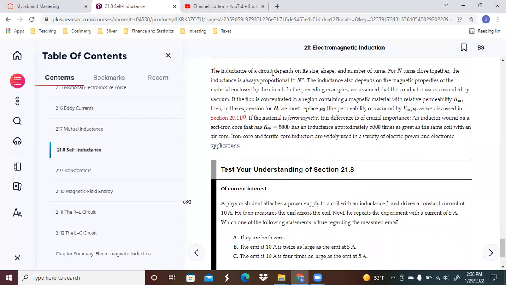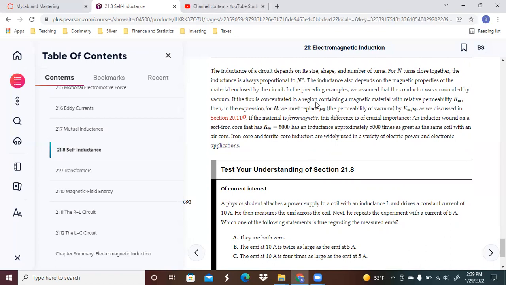As you have seen, the inductance of a circuit depends on its size, shape, and number of turns. For N turns close together, the inductance is always proportional to N squared. The inductance also depends on the magnetic properties of the material close to the circuit. We assumed that the conductor was surrounded by a vacuum.